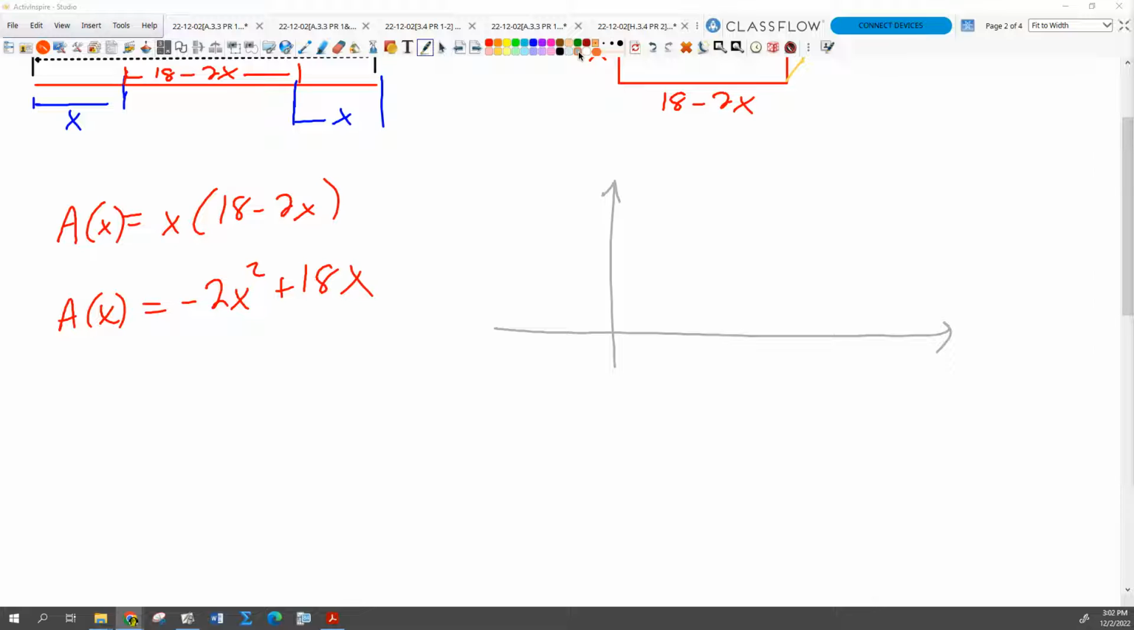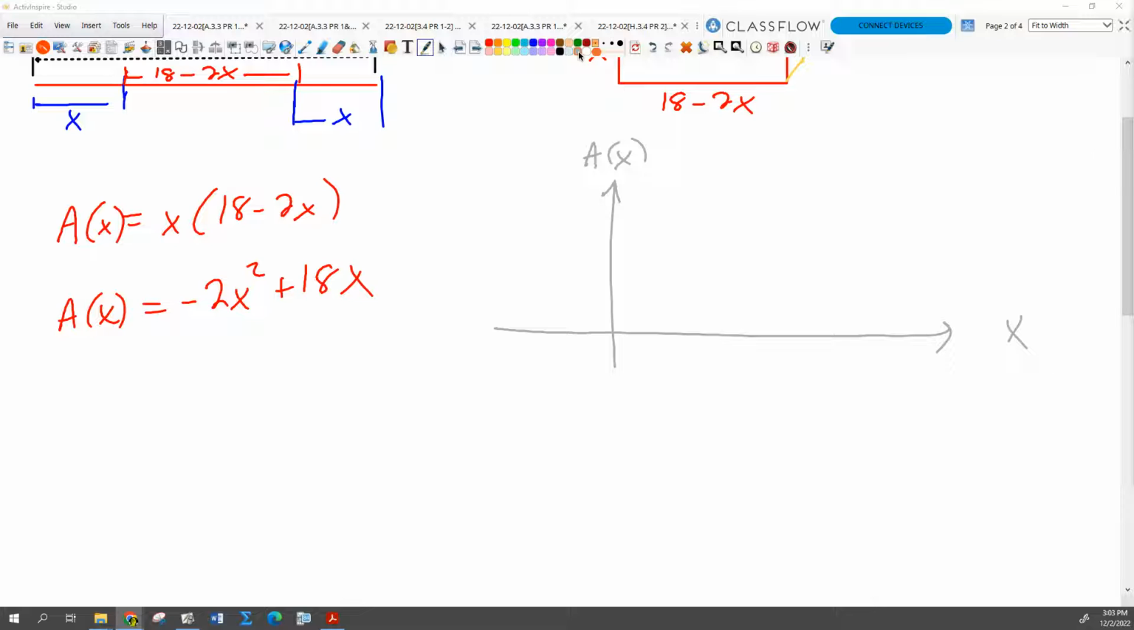What is it? A of x. Yeah, it's always the output goes on the vertical axis, right? So this is going to be A of x. What's the input variable? Because that's what goes on the horizontal axis, x. So we're just graphing A of x versus x, right? Just like we'd normally graph y versus x or f of x versus x.